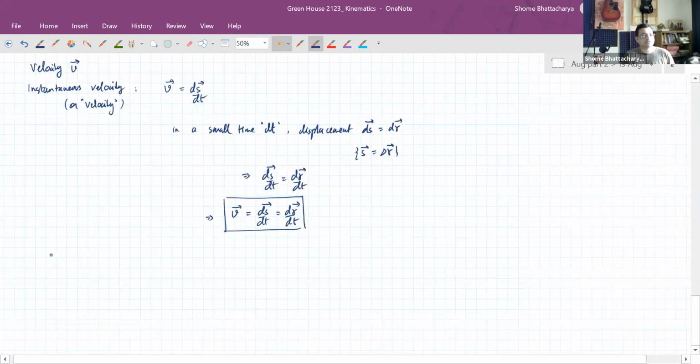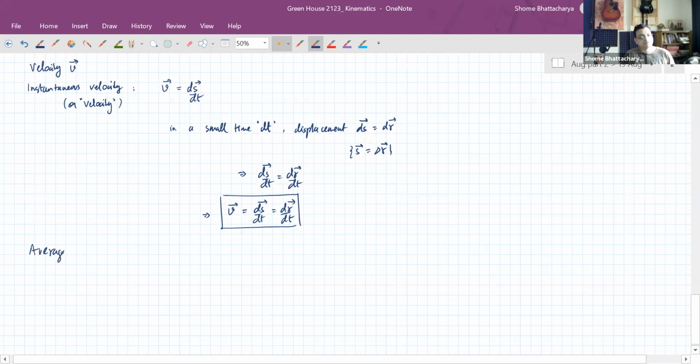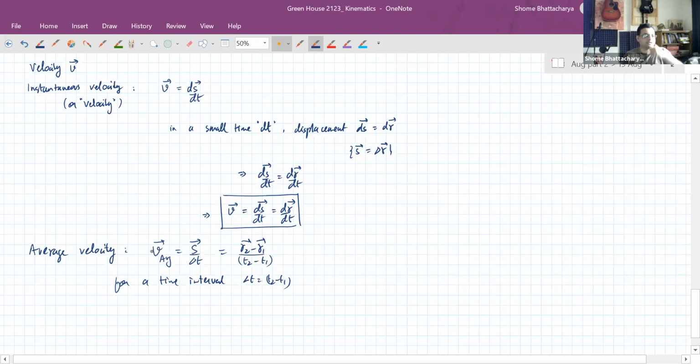Whereas the other type of velocity we define is average velocity. Now, average velocity should be specified separately as average. When we use the term velocity, we generally don't mean average velocity, we mean instantaneous velocity. So that's why we use a separate symbol for it. So that becomes total displacement upon total time. So this is average velocity for a time interval, let's say delta t equal to t2 minus t1. It becomes r2 minus r1 upon t2 minus t1, because the displacement in that time interval is given by r2 minus r1. So this is the definition of average velocity.